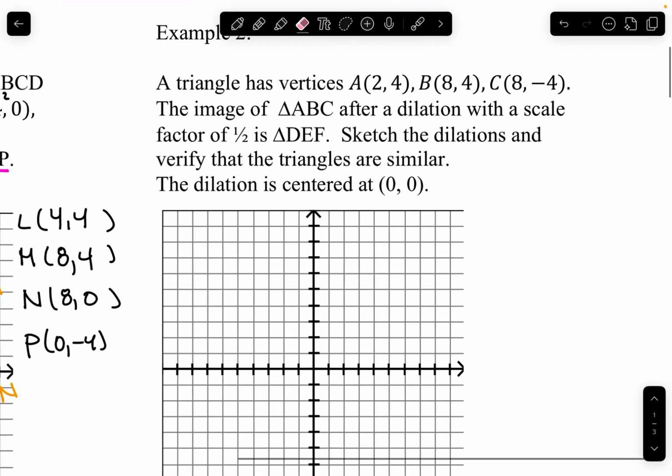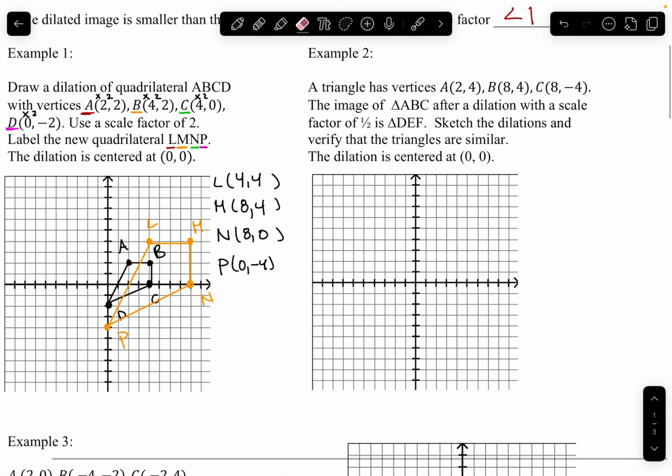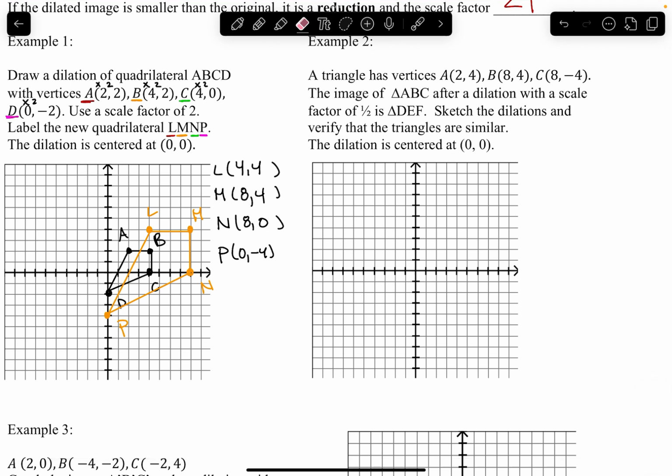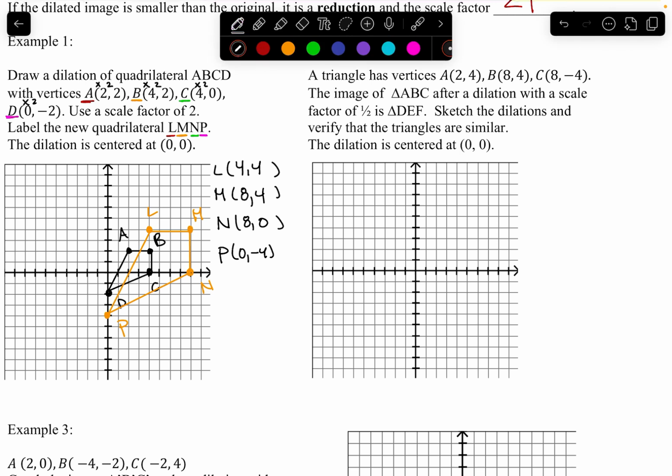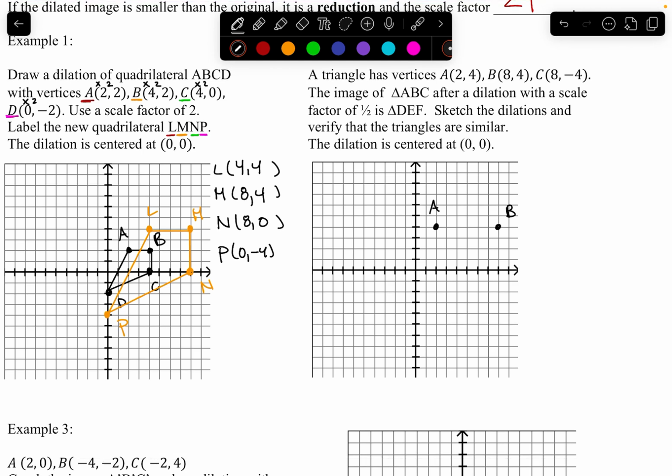Coming over here to number 2, we are going to look at a triangle, and this time we are going to dilate it with a scale factor of 1/2, which means that my new image should be smaller than my pre-image, and the center of dilation is still at 0, 0. So here we go. Here is A. B is at 8, 4. Here is B. And then C is at 8, -4. C. There we go.